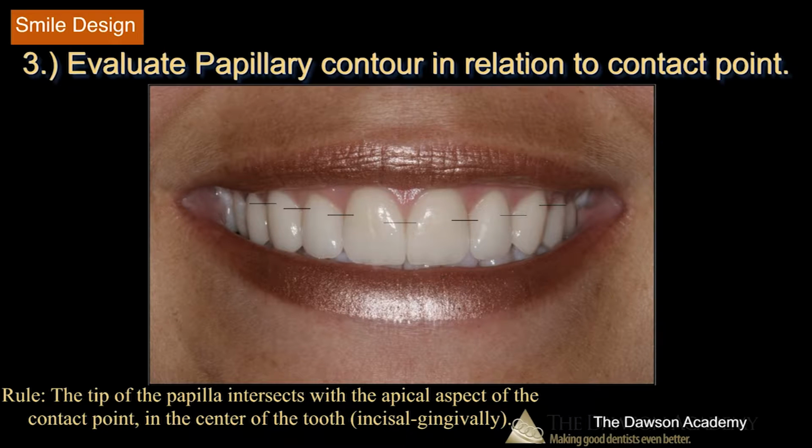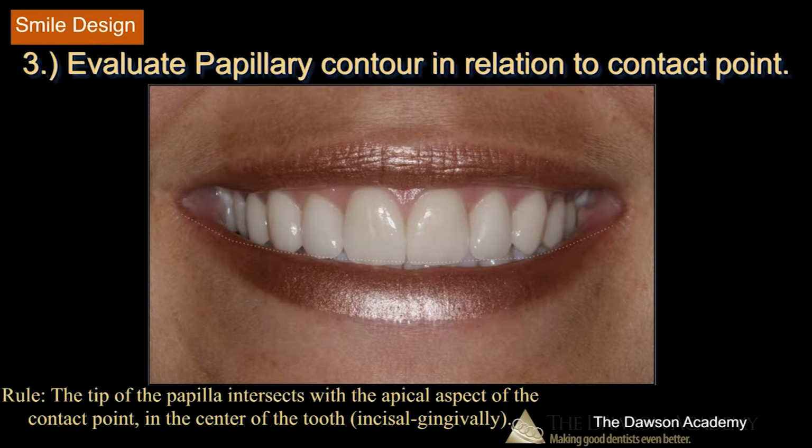The third thing we're looking at is the piece of tissue between the teeth. We call that the papilla. And if you notice, when you look at her case, these papilla, these little points of tissue, contact somewhere with the contacts of the individual teeth. Some people, when they smile, the papilla doesn't completely fill in that space, and you have these little black holes in the smile that are unattractive.